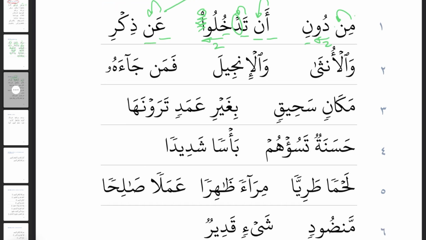Let's try line number 2. We have wal unsa. So this alif here gave me the 2-count stretch.